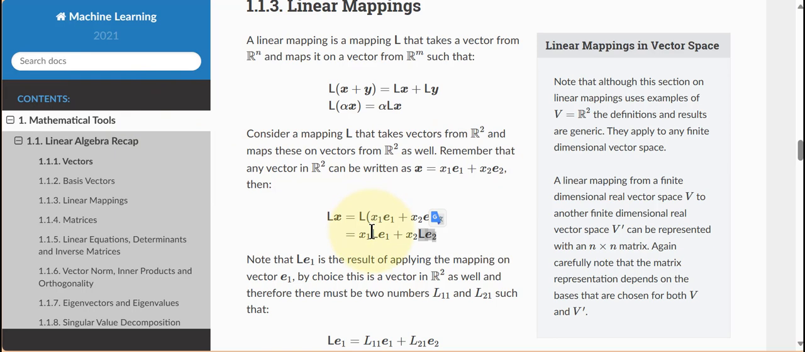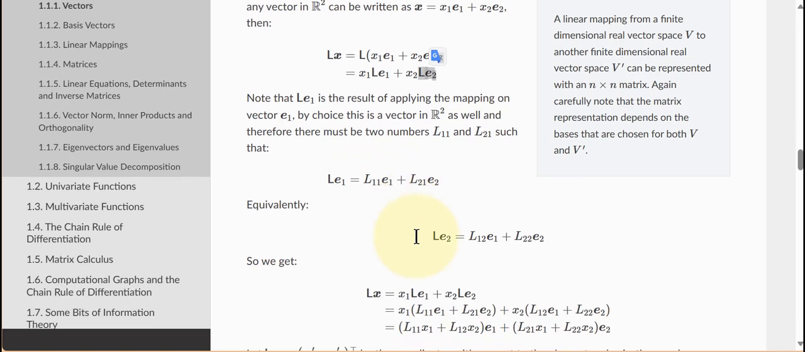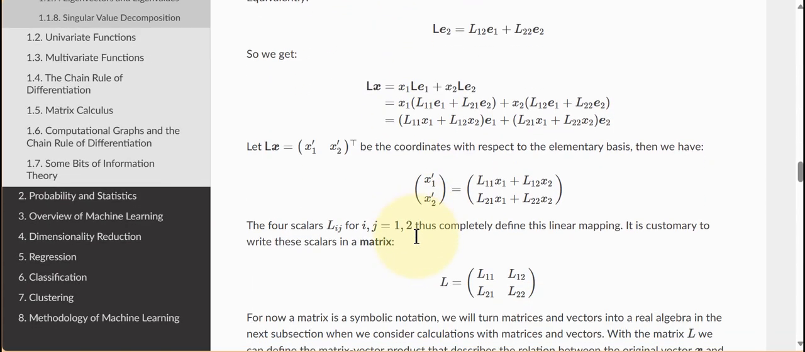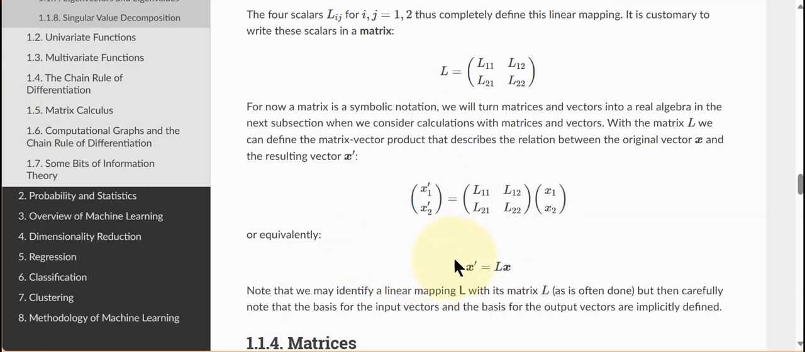And where do these come from? Well, we have to find these, but these exist. We can get these. And once we get these, then we can just do matrix multiplication on the input vector to get the output vector. What matrix do we use? This matrix. In other words, to get the output vector, we take L times the input vector.